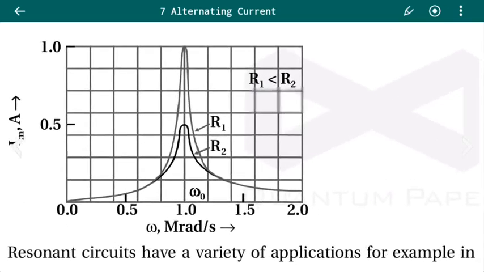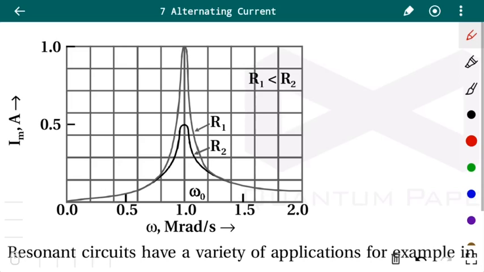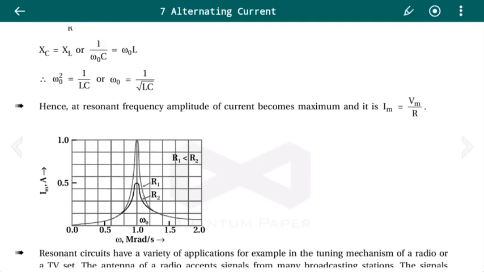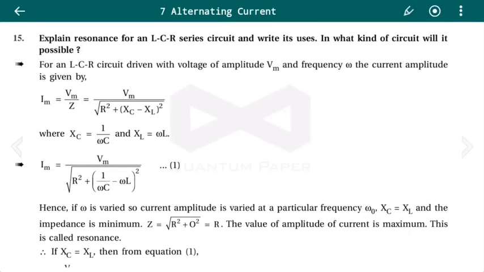You can see this resonance curve. If the curve is narrow, then the voice quality will be better compared to that which is having the broader curve. So students, you may note down this theory.